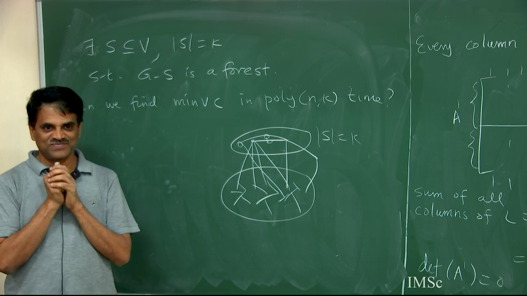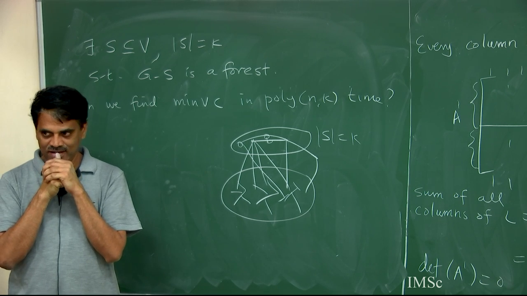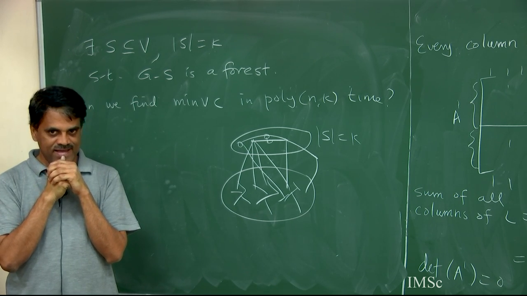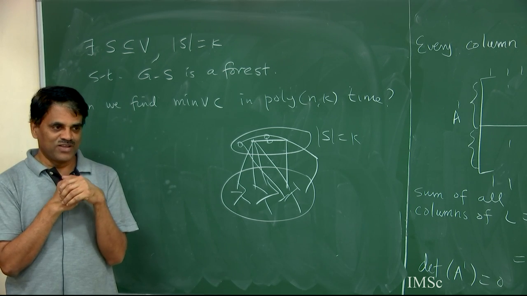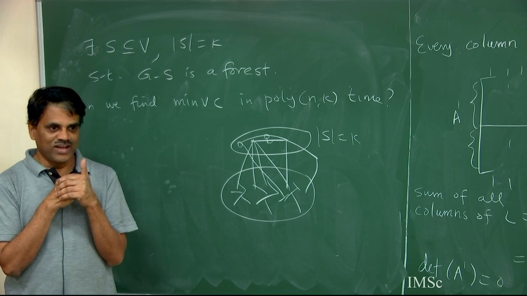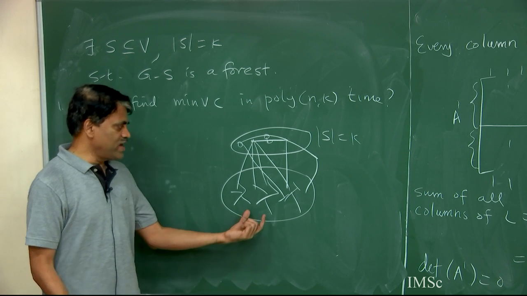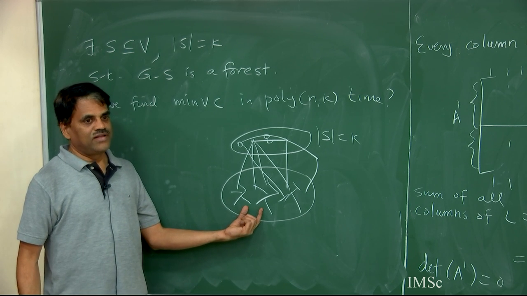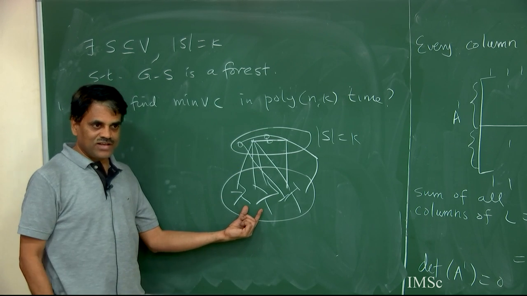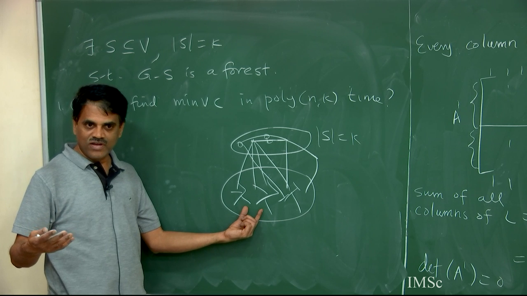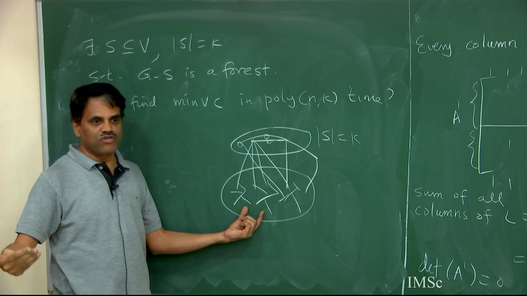Yes. What do you think? K is n minus 1. Or n minus 2 or something, yeah. So I can take any graph, keep only one edge here. That's a forest, it's a tree. Put all the remaining vertices here. So my given graph is n minus 2 vertices away from a tree.